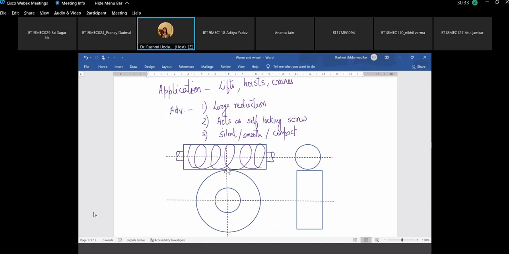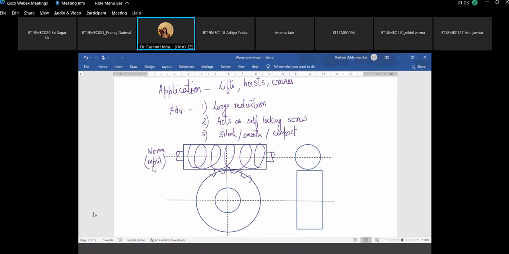This will have gear teeth, and this is usually a helical gear which will mesh with the worm. The side view of this gear wheel or the worm wheel will be a rectangle, and the side view of this would be a circle. This is known as the worm, which is usually the input.